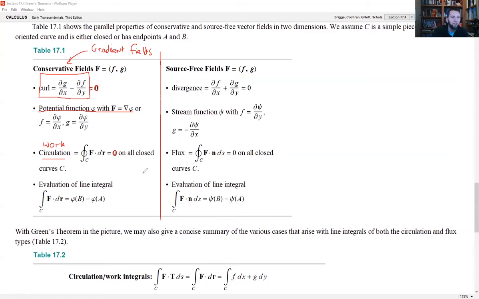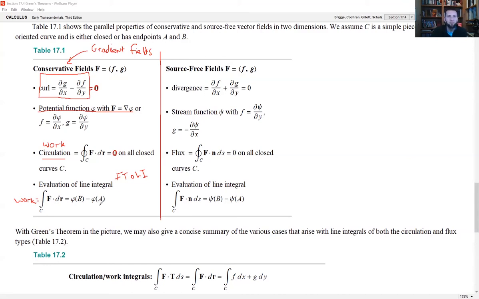And then to evaluate the line integral, we have this nice theorem, our fundamental theorem of line integrals. The fundamental theorem of line integrals says that you can evaluate the total work done by simply finding the difference in the potential, the final potential minus the initial potential, and that will give you the total work done.